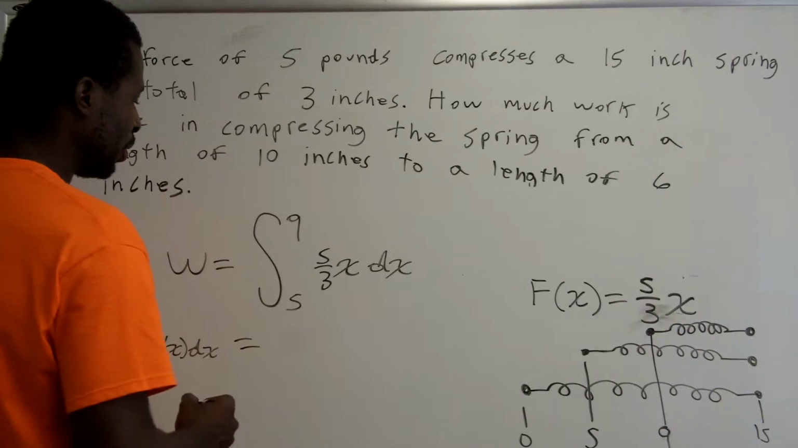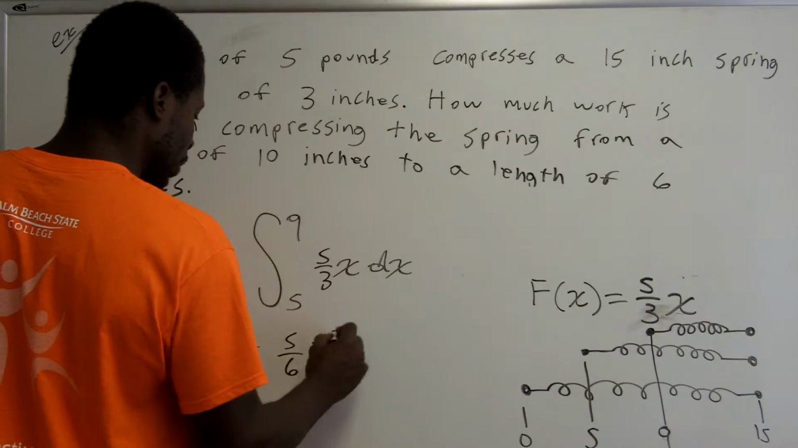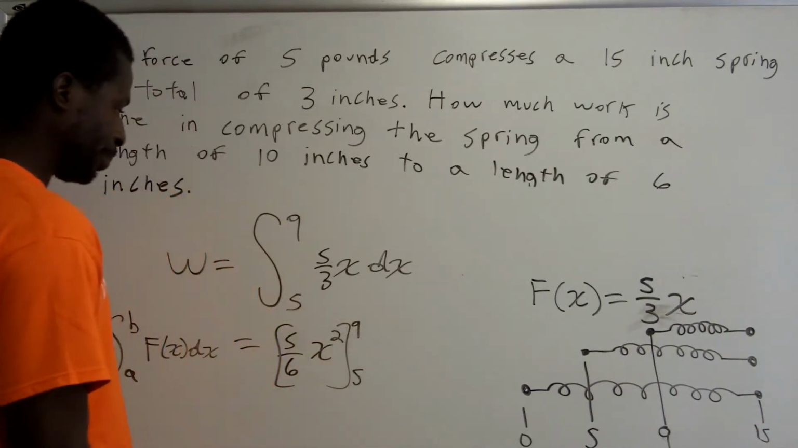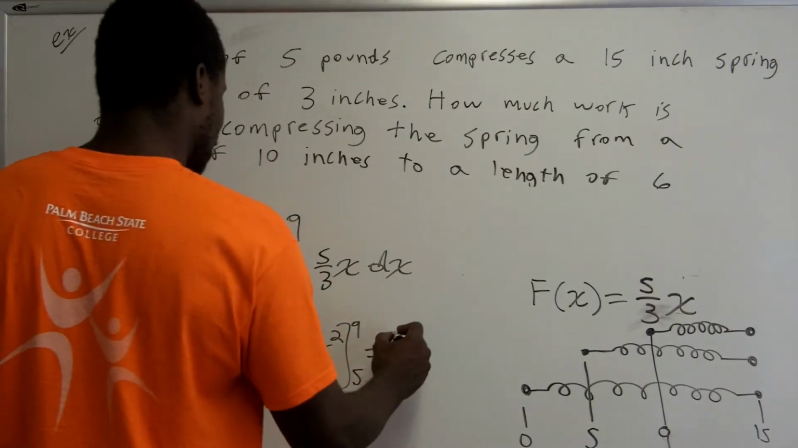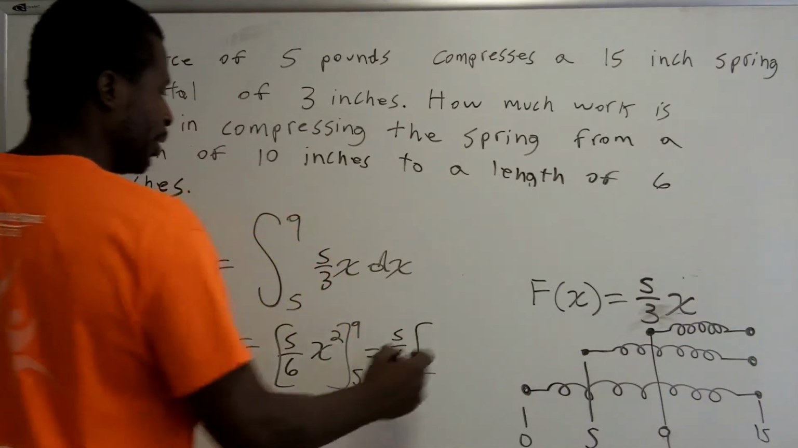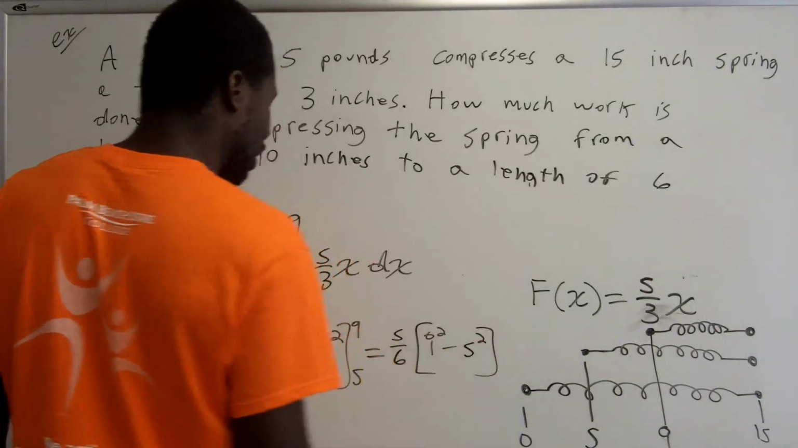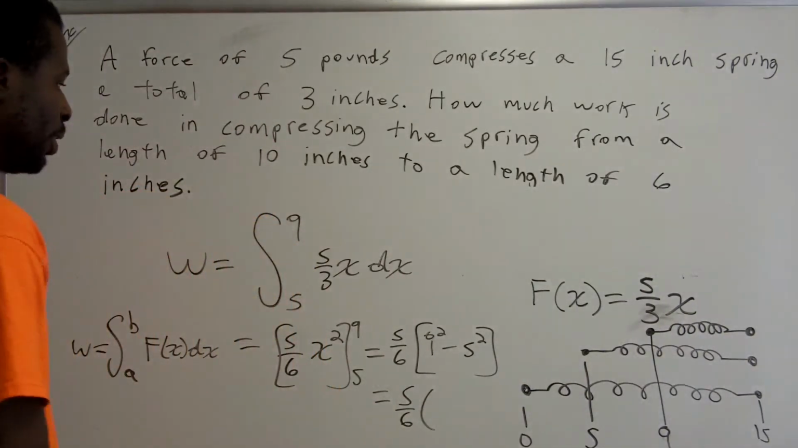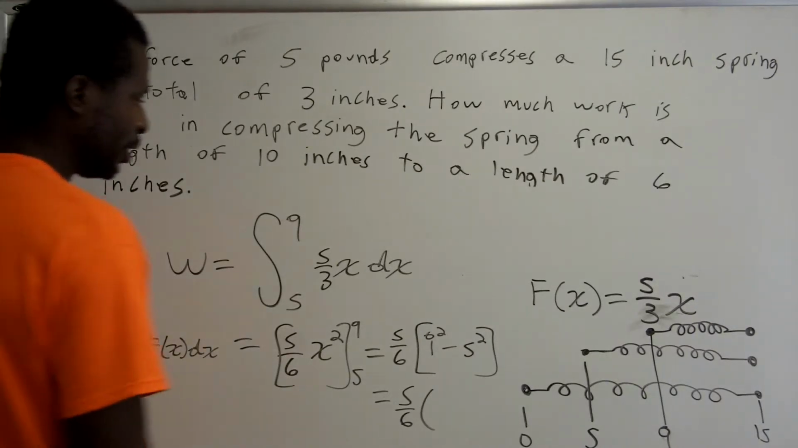So we're going to get that this is equal to 5/6 x squared from 5 to 9. And then we're going to calculate this. We have 5/6 multiplied by 9 squared minus 5 squared, or 81 minus 25.